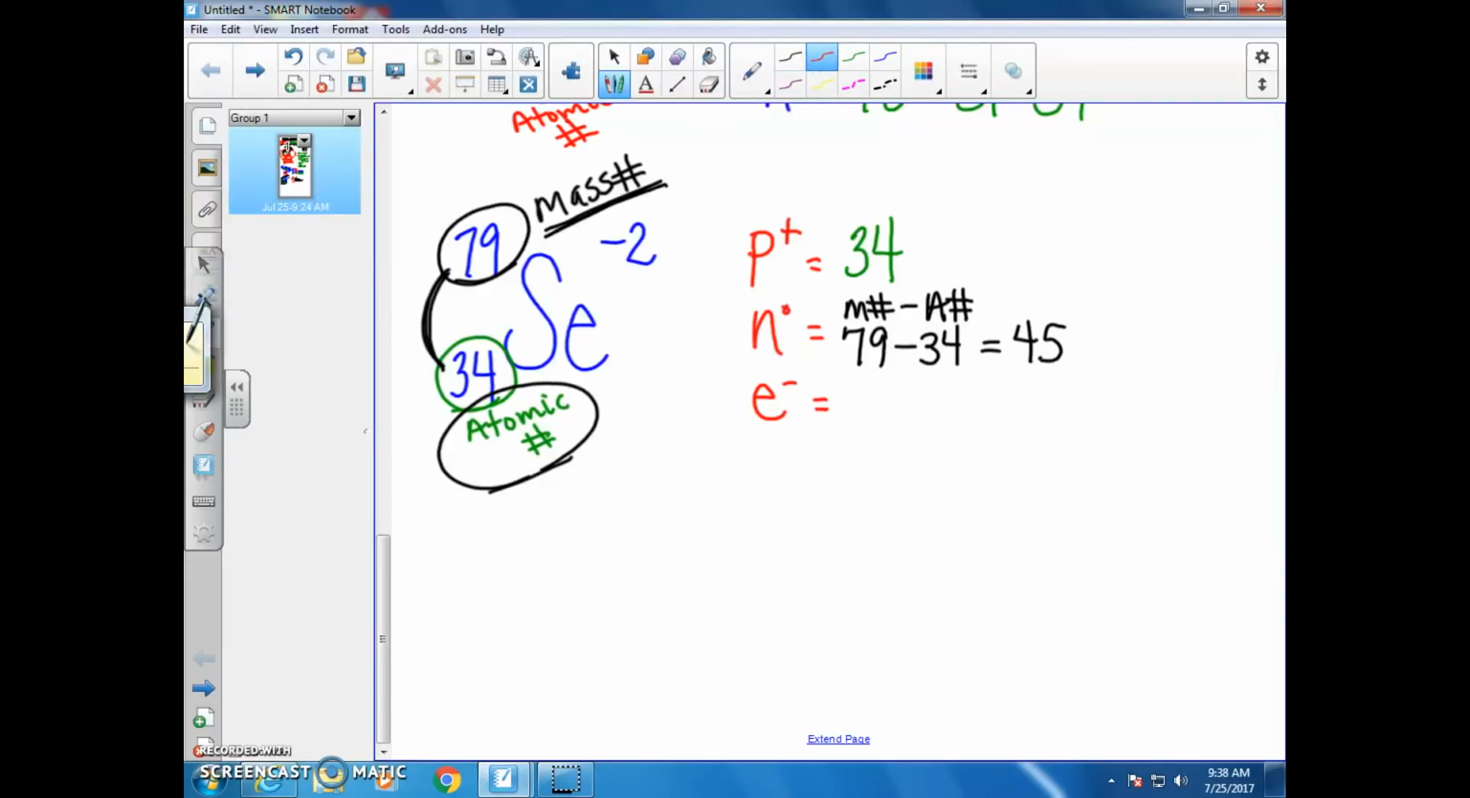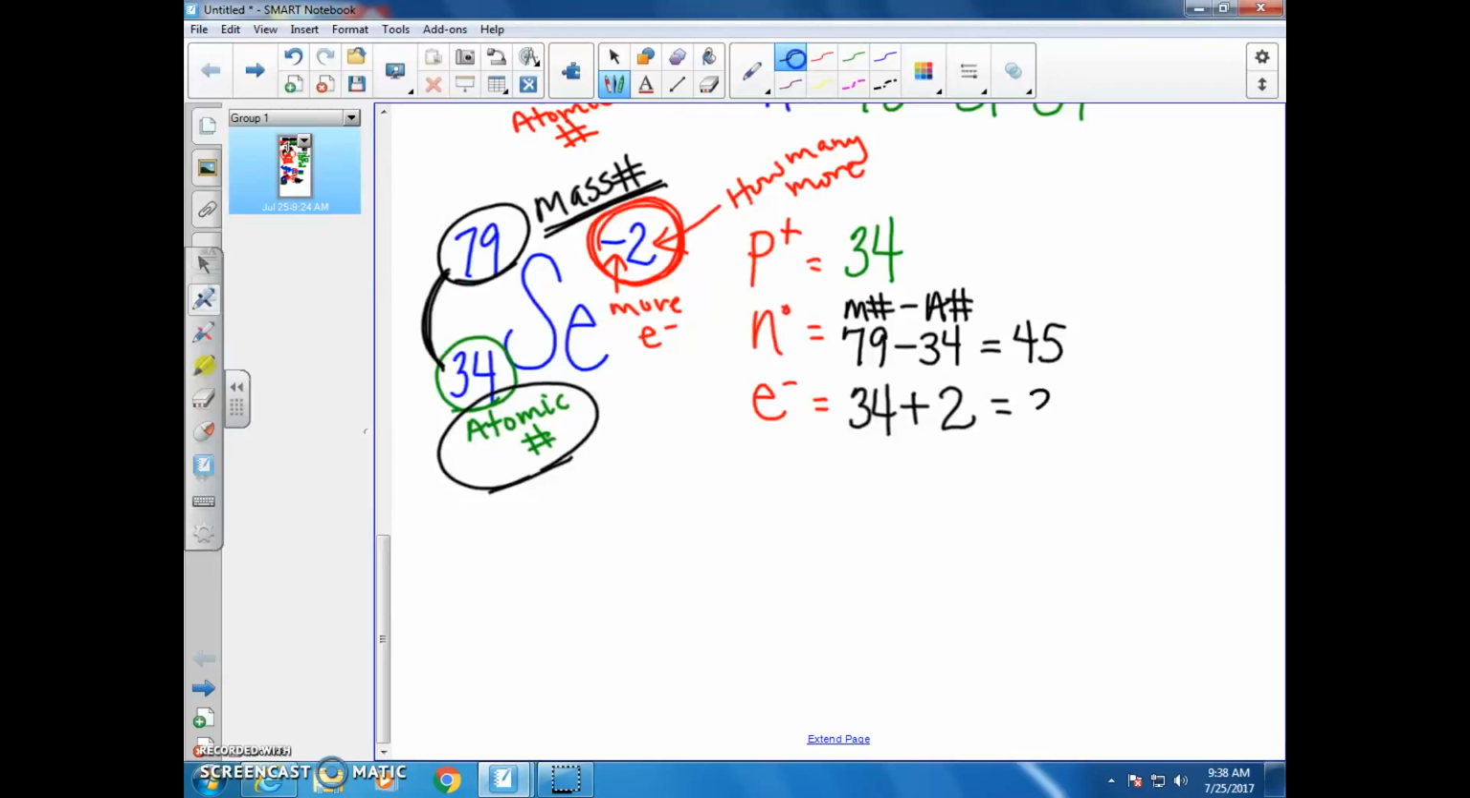Now, the last thing we need to do is I gave you a charge this time. And so this charge of -2 is telling me, the negative part here tells me I have more electrons than I do protons. And the number 2 is telling me how many more. So I have 34 protons. The negative 2 tells me I have more electrons, so I'm going to add 2 back to this, and I get a grand total of 36 electrons.